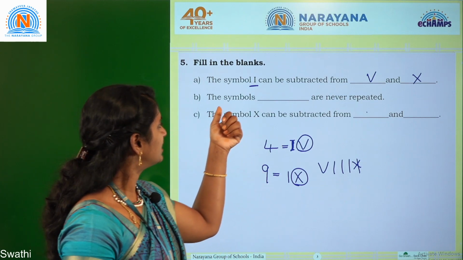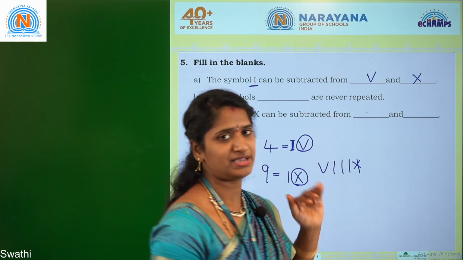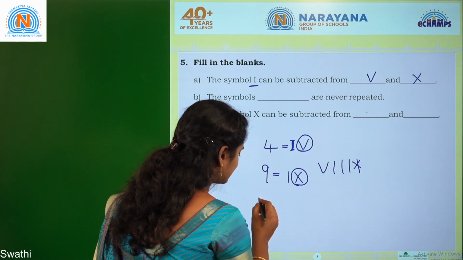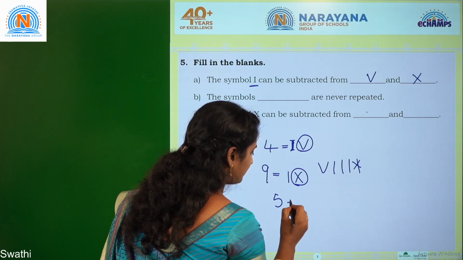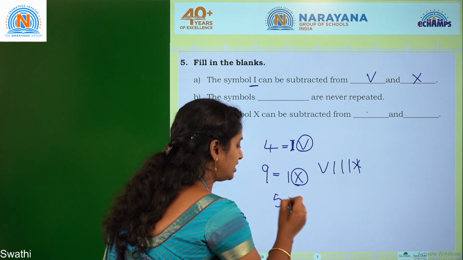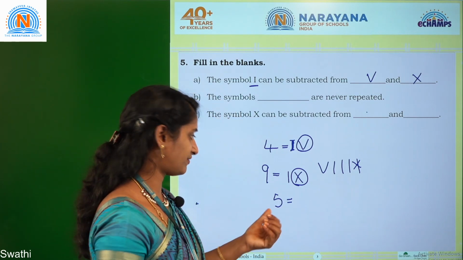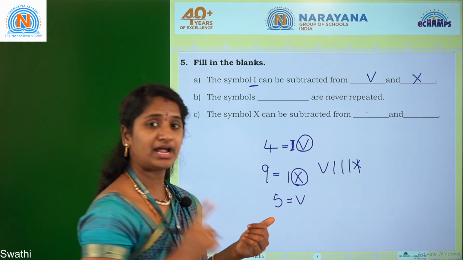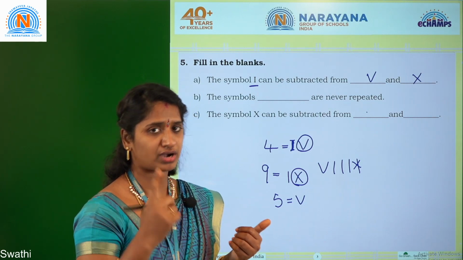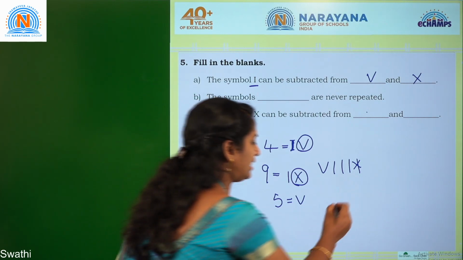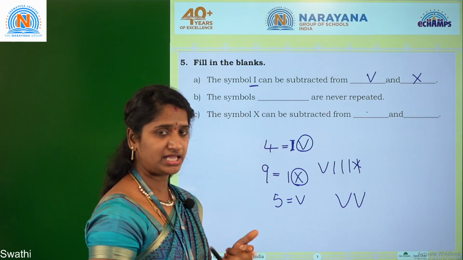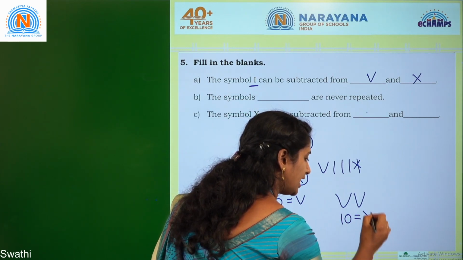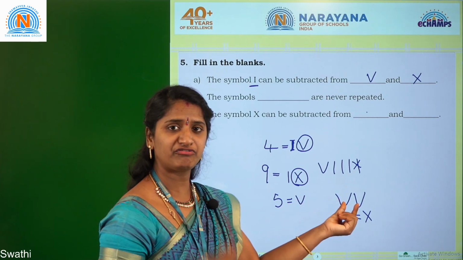Okay children, the next one. The symbols dash are never repeated. Which symbols are never repeated? You can check the symbols here. One tip I am telling you: numbers related to 5 are not going to repeat. For example, what is the symbol of 5? It is V. If I want 5 plus 5, can I write V and V? Is there any number like that? No. For 10 I have to write X, a separate letter. I can't repeat V 2 times.